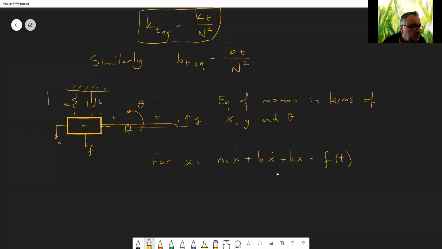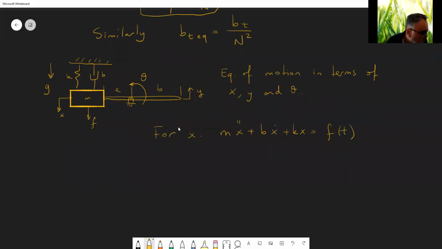Another thing is, even if there is some gravity, we can write the following equation. This you should remember from Mech 301. I don't want to spend time here. You can assume that x is measured from the static deflection, and the effect of gravity is taken into account by the static deflection. So we don't really care about the deflection because of gravity. We don't care about the gravity term. So this is the x equation.